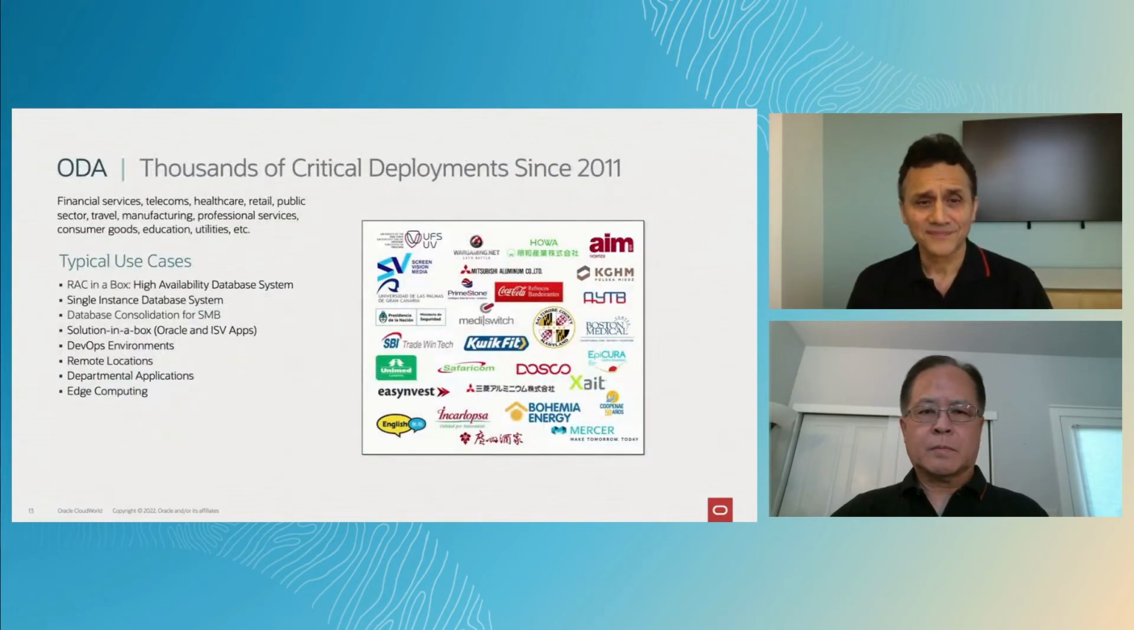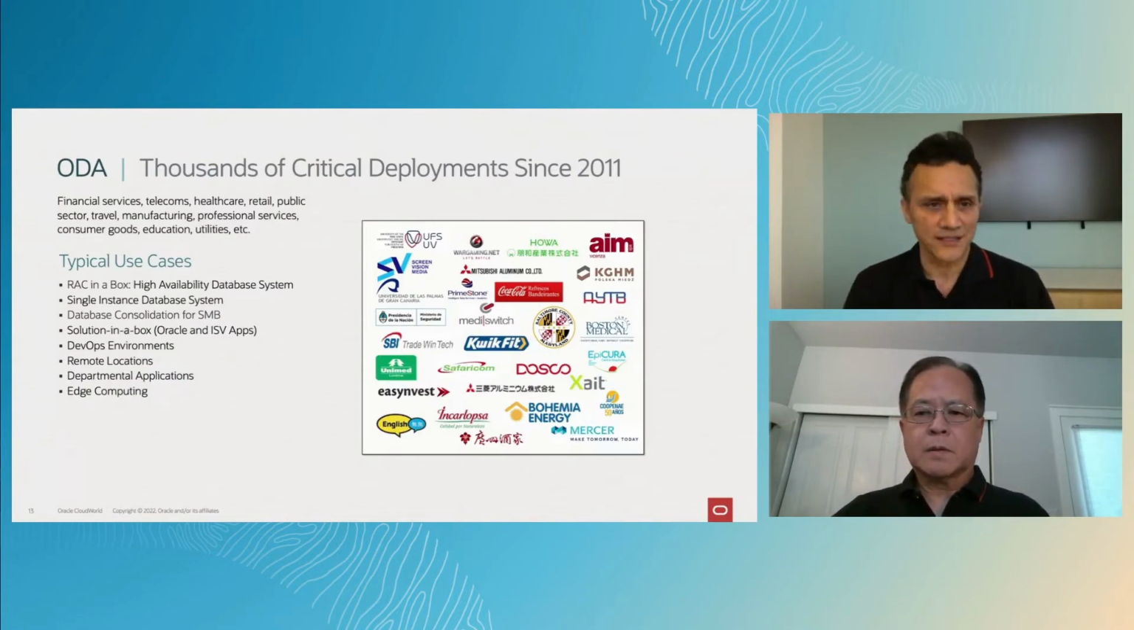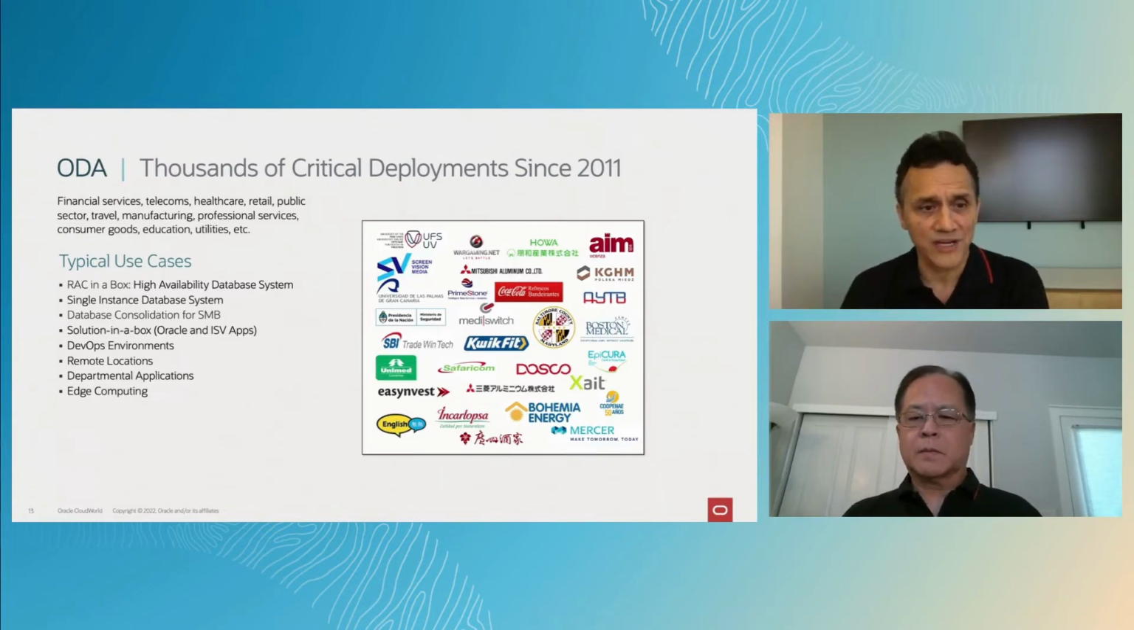Now, there's thousands of critical deployments that we've installed since 2011. Everyone has a database, Oracle databases. You can see the example of the industries, financial, telecoms, healthcare, retail, etc. Right? Everyone installs it. And I wanted to share with you the typical use cases. The most typical is that customers want a RAC solution, right? We call it RAC in a box because in 90 minutes you can just have it running. Single instance is the second one.